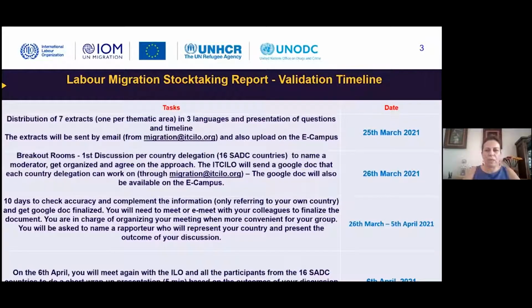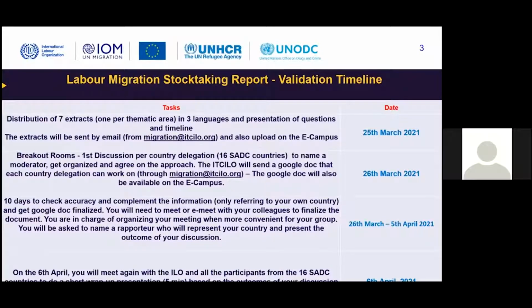During your discussions, you will be asked to please name a moderator and to get organized and agree how you are going to be working within the next 10 days in this exercise. The ITC-ILO will send a Google Doc that each country delegation can work on, again, to the same address that you see on the screen. And this Google Doc will also be available on the eCampus.